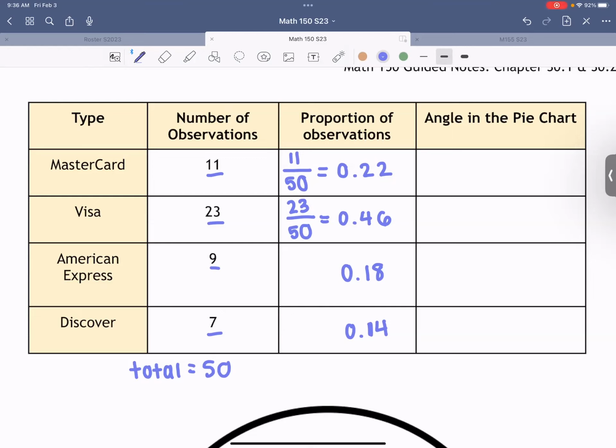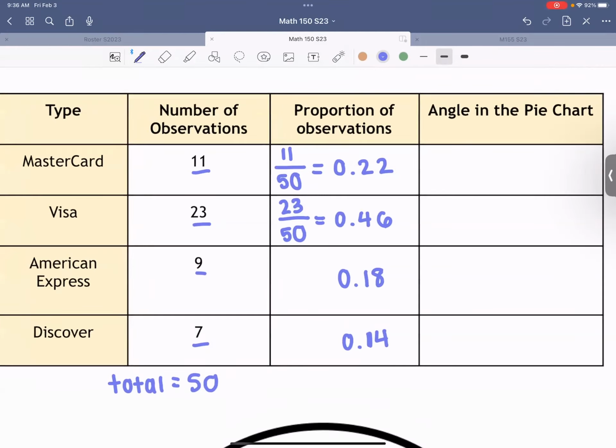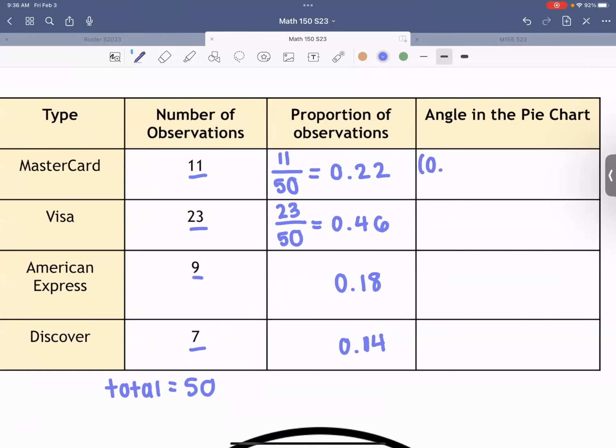Now, this doesn't have anything to do with making a pie chart. These numbers aren't going to help us because these aren't the angles inside the pie. So what we actually have to do is calculate the angle in the pie chart. Why don't we go ahead and do that? What am I going to multiply to get the angle of MasterCard? Perfect, 0.22 times 360, because that's what the formula said. You take the proportion and you multiply it by the angle. So when we do this, I got 79.2.